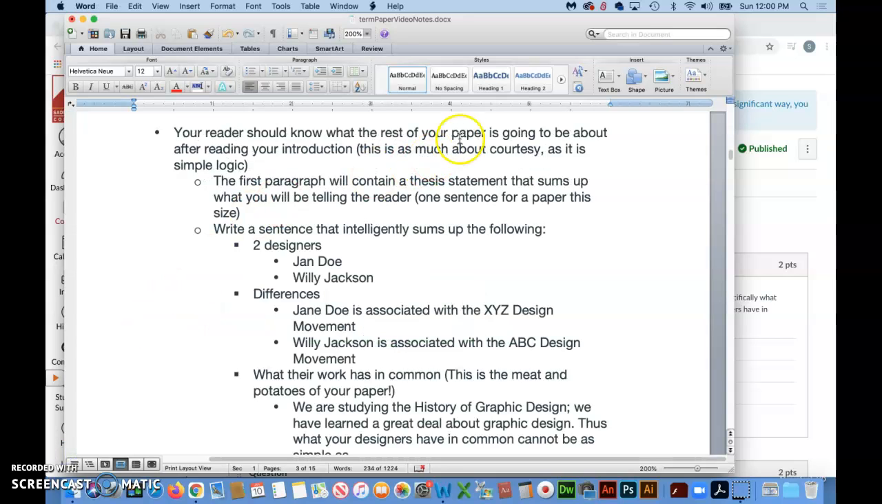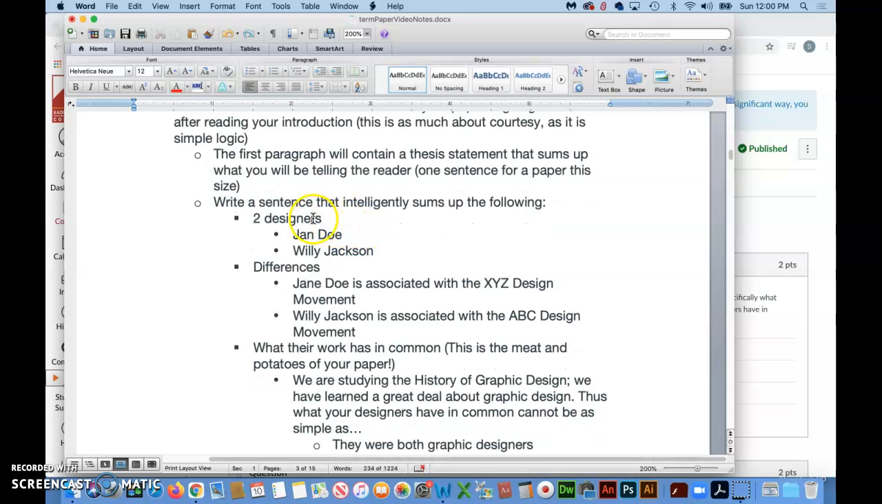Your reader should know what the rest of your paper is going to be about after reading your introduction. This is as much about courtesy as it is about simple logic. The first paragraph will contain a thesis statement that sums up what you will be telling the reader. One sentence for a paper of this size. Write a sentence that intelligently sums up the following.